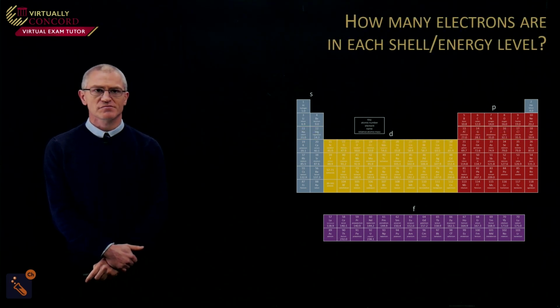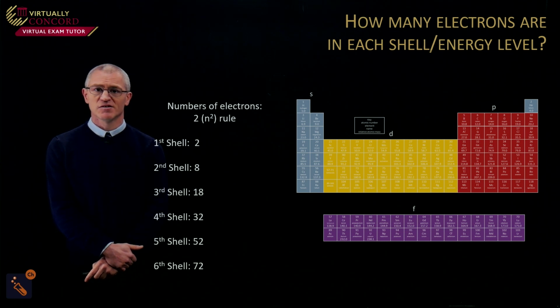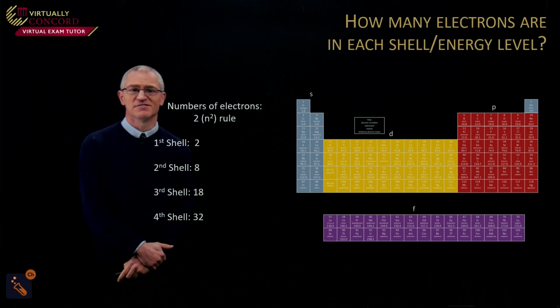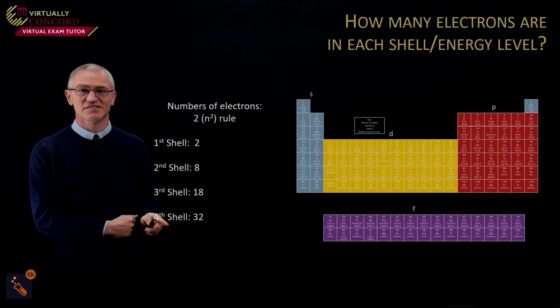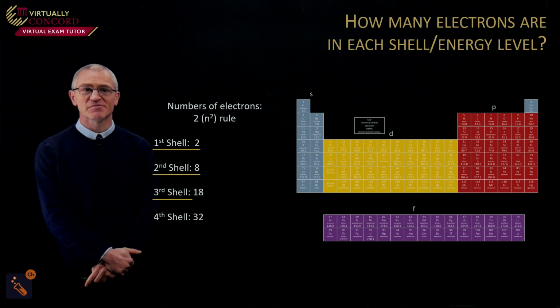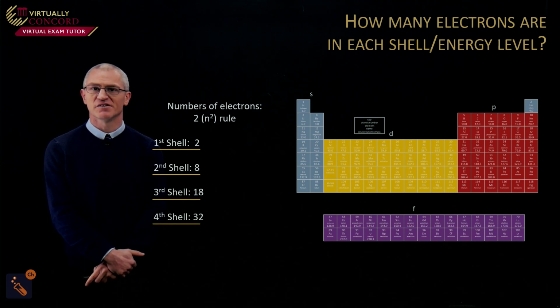Now, how many electrons are in each shell or energy level? First of all, we can just use the 2n² rule for everything. But the good thing is, and I'm quickly doing this, you do not need the 5th, 6th, and 7th, so don't worry about it. These are the ones you will be asked in the exam if you're going to be asked anything in the exam. So make sure that if you're going to get asked about the number of electrons in each shell or energy level, you find out about those.